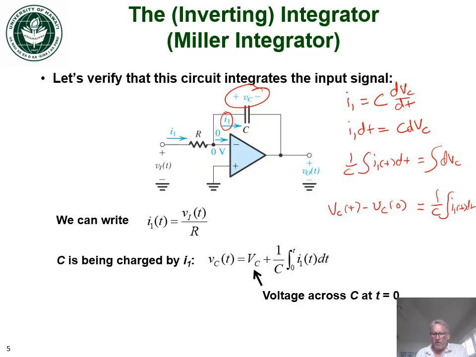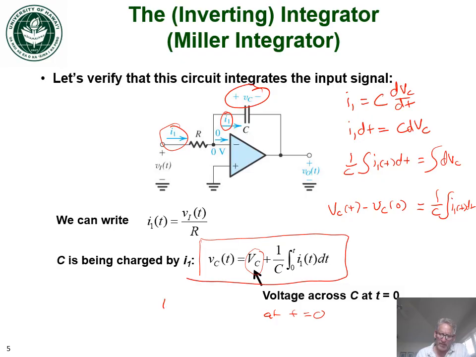If you perform that integration, the result on the left says that Vc of t is equal to Vc, keeping in mind this is the voltage across C at time equals 0. That's this voltage here, so that's the initial condition. And then we have an integral from 0 to time t of the current coming in, I1 of t dt.